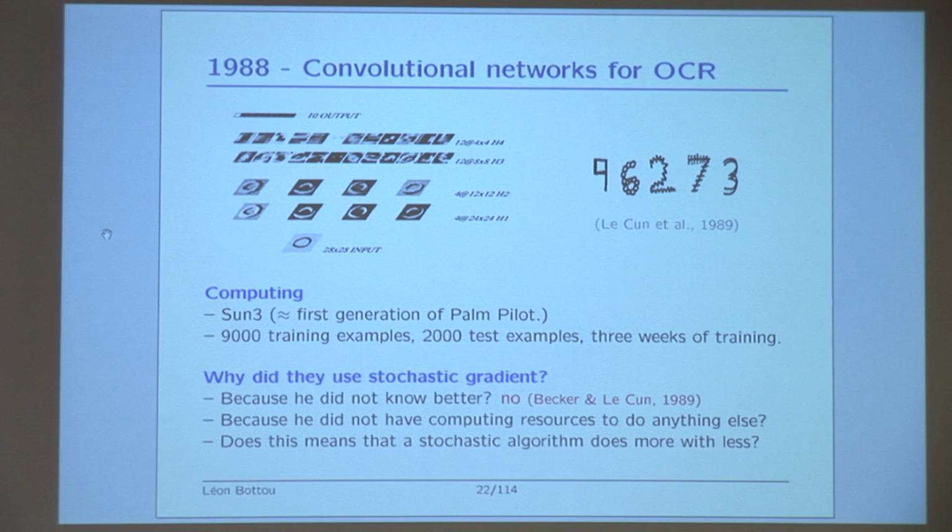So did they use stochastic gradient because they didn't know better? Well, it turned out they knew better. There is another paper of the same period, by Becker and LeCun, that investigates a lot of second-order algorithms, BFGS, basically all the classic optimization algorithms applied to this problem. So he did that because he didn't have computing resources to do anything else. That was already pushing the size of what you could do on a computer of that time. And does this mean that a stochastic algorithm does more for less?